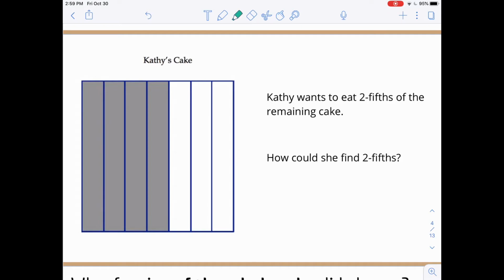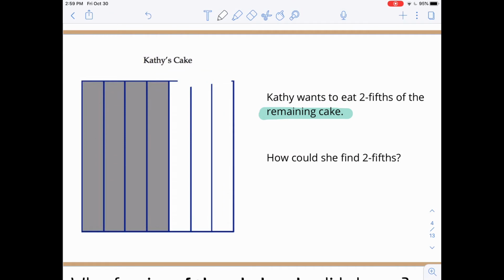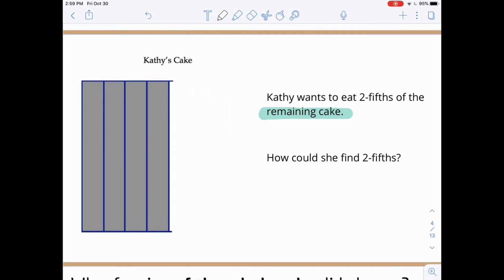Kathy comes into the kitchen and decides to eat 2/5 of the remaining cake. How could she find 2/5? Well, probably the most important part here is that we're talking about the remaining cake. The picture that we have here doesn't show just the remaining cake. It shows the whole cake. That's the outside. I'm going to cover up the part of the picture that shows the cake that's been eaten. There we go. So now all we're looking at is the remaining cake. She wants to eat 2/5 of that.